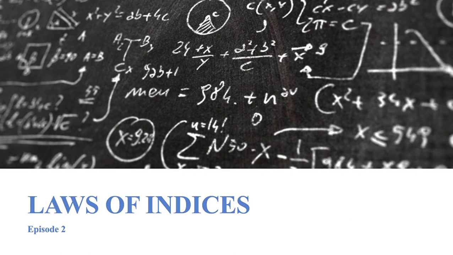We shall be starting with the first law, which is called the multiplication law. Now, it states that if we have two terms or numbers of the same base and we are to multiply them. Now, A is the base, while 2 and 3 are the powers or the indices.